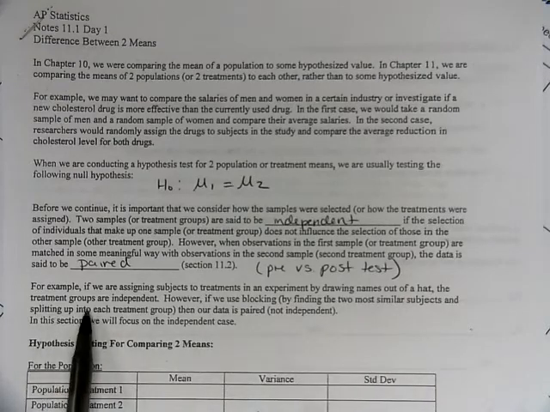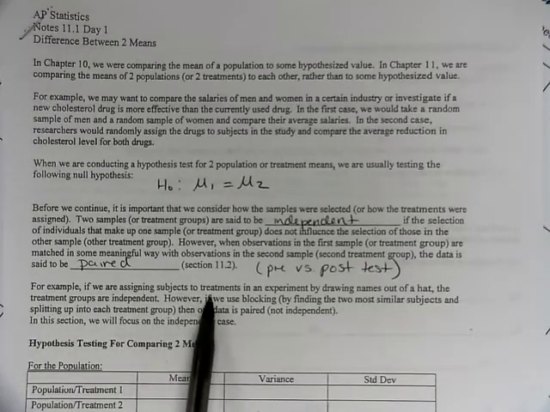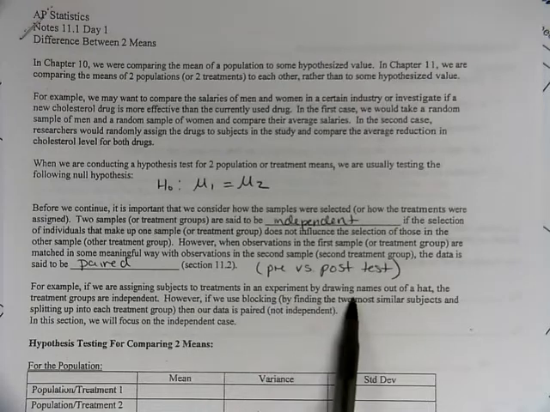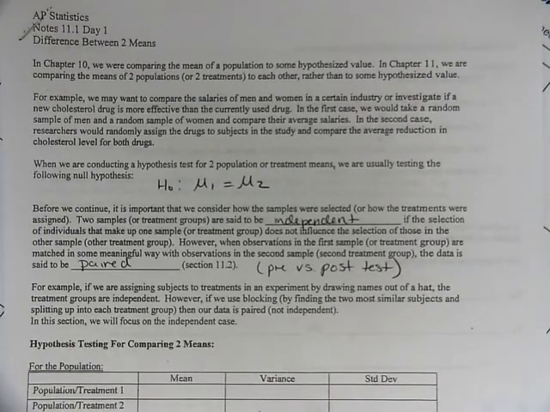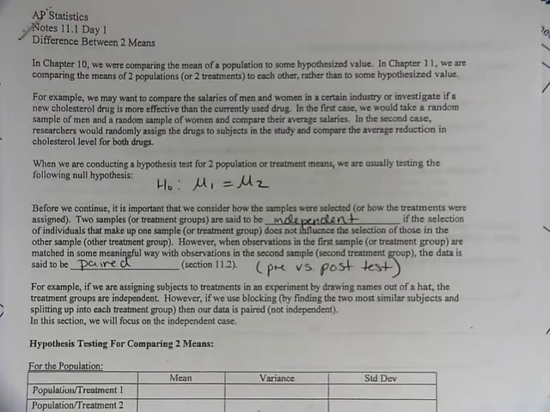We can also, if we're assigning subjects to treatments in an experiment by drawing names out of a hat, or remember we did the random number generator and we would split them into two groups, those are considered independent. So if you have like 100 people and you say I'm going to split 50 into group 1, 50 into group 2, that's also considered independent.